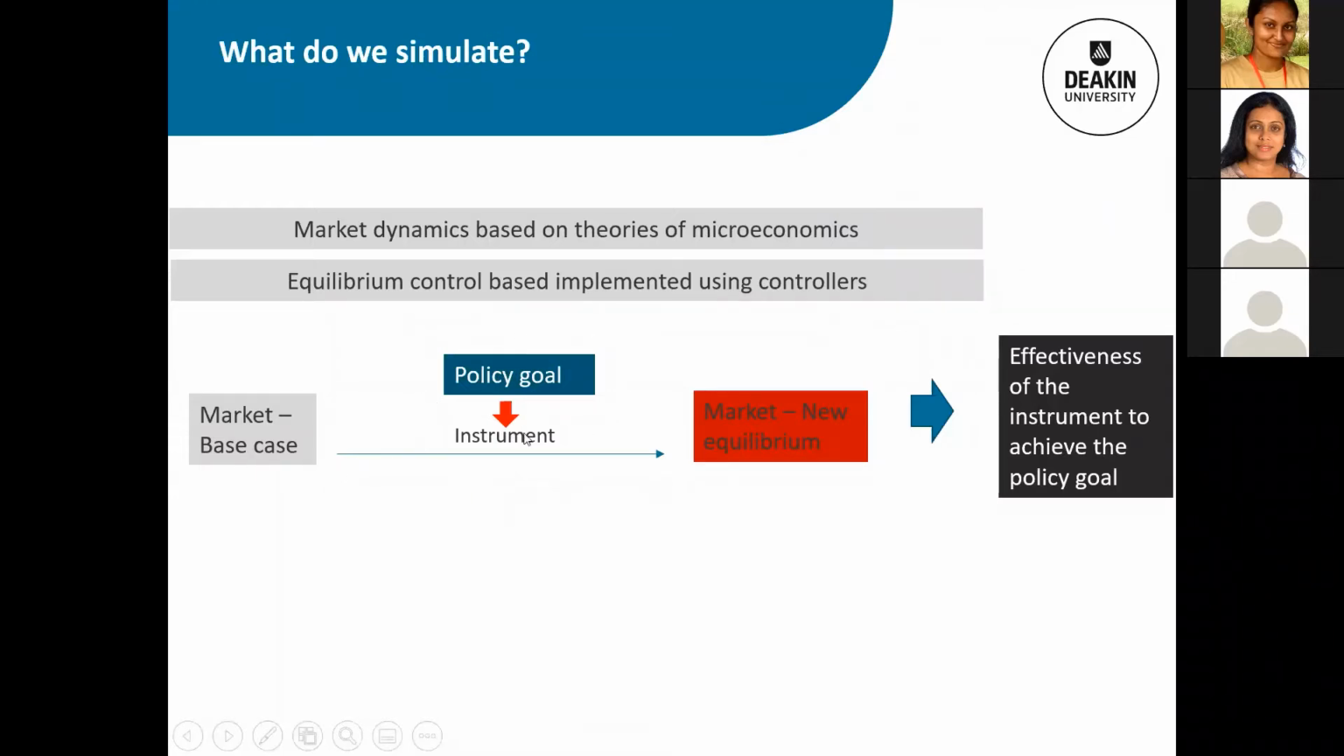So with the introduction of the instrument, it introduces disturbance on the system and the market will come to a new equilibrium. And then we assess the effectiveness of the instrument to achieve the policy goal. So that is another simulation and modeling that we do to assess the effectiveness of some of those instruments in achieving the policy goals. For these studies, we are in discussion with the Victorian government to check whether we can work with them on some things.